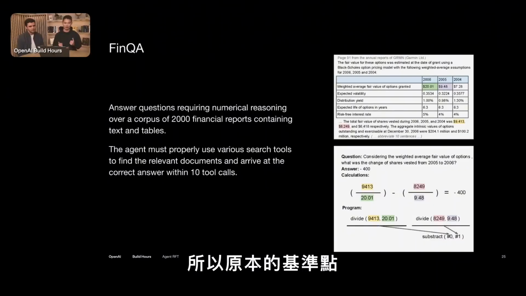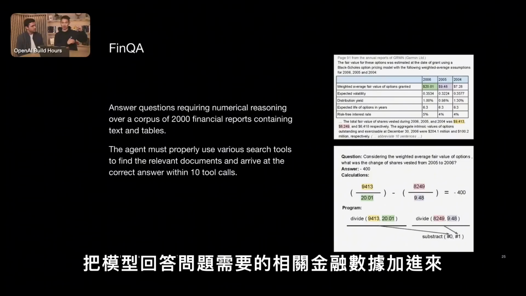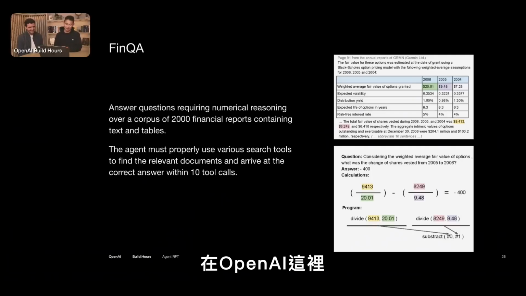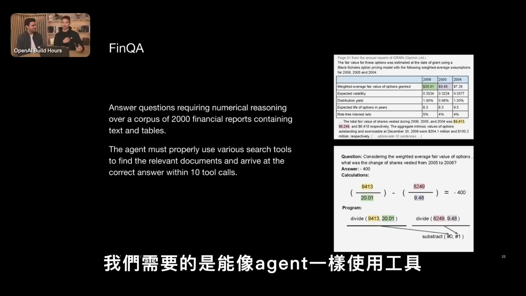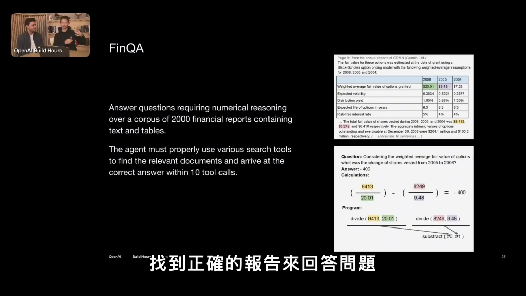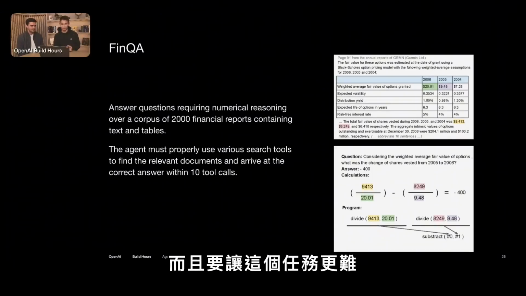This is actually an academic benchmark that was published, and the original benchmark prompts include the relevant financial report that the model needs to answer the question. But we've decided to make things harder because we like doing things the most difficult way here at OpenAI. We've modified the benchmark and made it a lot harder by only giving the model the question itself without the context, no report. And we require it to use tools like an agent would to search for the correct report in this pile of 2,800 financial reports to answer the question. And to make the task even more challenging, we require that the model arrive at its answer within 10 tool calls.